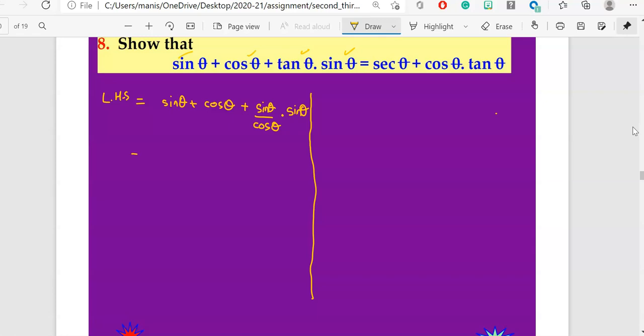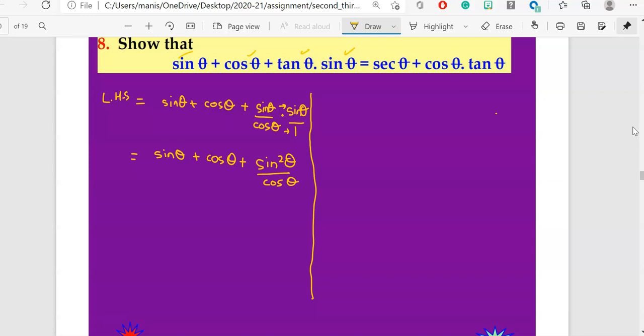Don't rush. Now it says sine theta plus cosine theta. In this part over here, you will multiply sine with sine and this with this. Do keep in mind, when you multiply sine with sine, never write it like this. This is wrong. What you do is you write it like this: sine square theta over cosine theta.